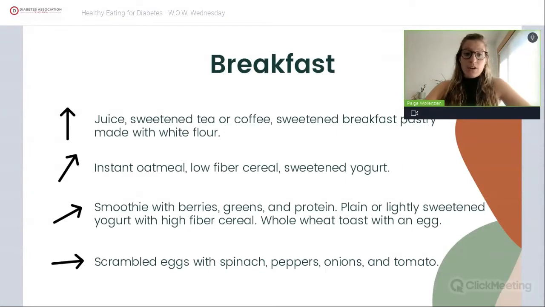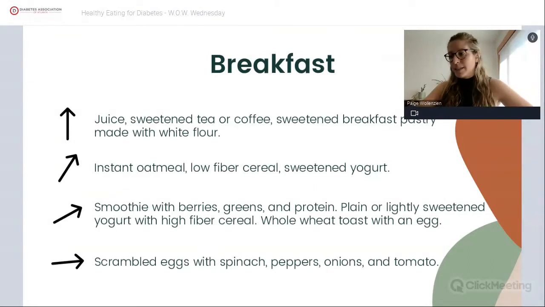Next, things like instant oatmeal, low fiber cereals or sweetened yogurts, they're still going to increase our blood sugar, but they do have some other nutritional components such as a little fiber and some protein. So they're going to cause a rise, but not quite as rapid. And then the lower impact is going to be foods that have even more fiber components, more complex carbohydrates, and more protein, such as smoothies that include berries, greens, and a protein source.